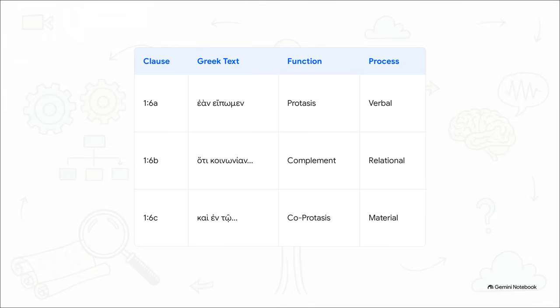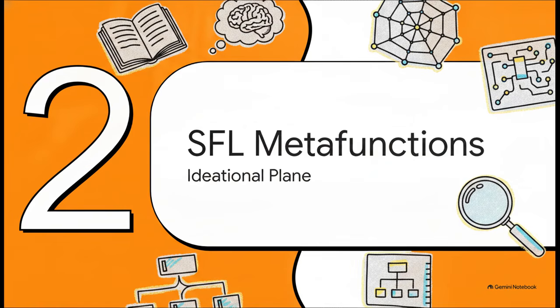We also start mapping the SFL process types here, where you can literally see the shift from a verbal process in the hypothetical frame of 1.6a straight into a material process of conduct in 1.6c. Let's move to our mid-level network now, section 2, and examine the SFL metafunctional features.